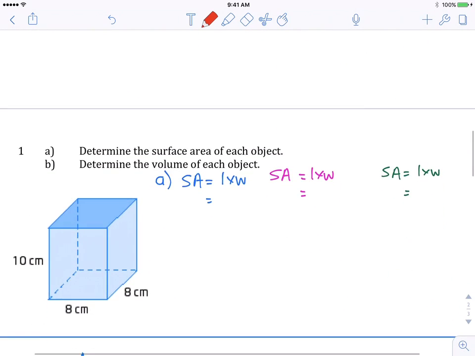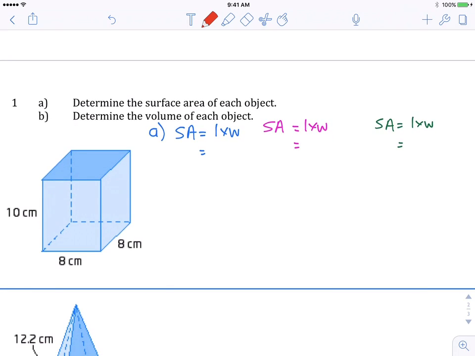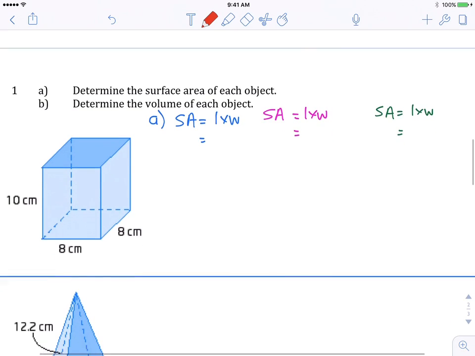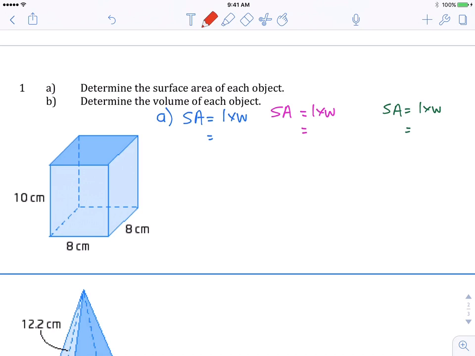All right, now we're determining the surface area of each object. And then we're going to determine the volume of each object as well. So the surface area here, I want to color coordinate this for you. So we're going to first calculate the surface area of this side right here, the right and the left. Those have the exact same dimensions.